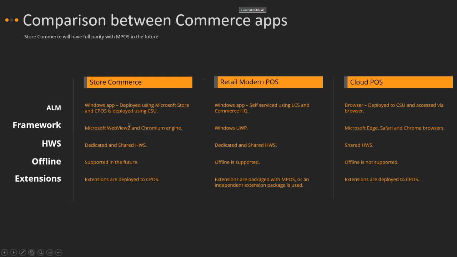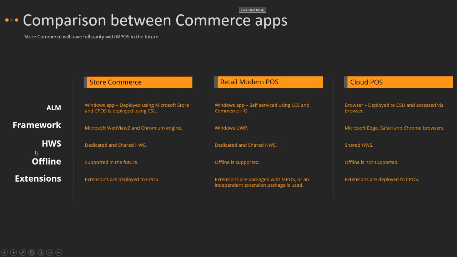The next point is the framework. Store Commerce uses Microsoft WebView2 and the Chrome engine to render the app. Modern point of sale uses the UWP framework of Windows to render and load the app. Cloud POS is very similar to the browser-based approach. If you're using Chrome or Edge, it uses the Chromium engine; Safari and Firefox are a little different. But it just uses the browser, downloads the HTML pages, and renders them.